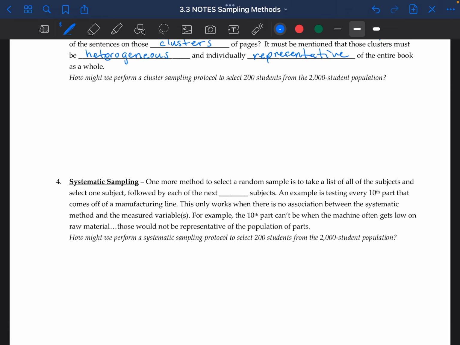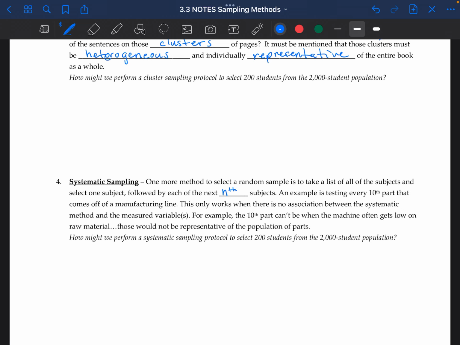Okay, to finish up, we're going to talk about something called systematic sampling. This is another method that works really, really well when you have a list of all of your subjects, or the people you're trying to survey. What you do is randomly select one subject and then follow it up by selecting every nth subject.